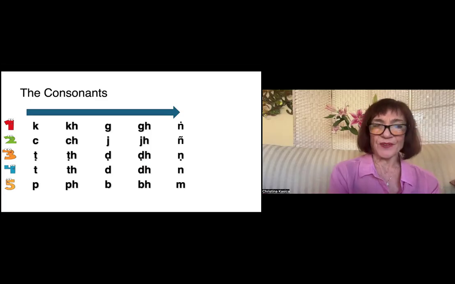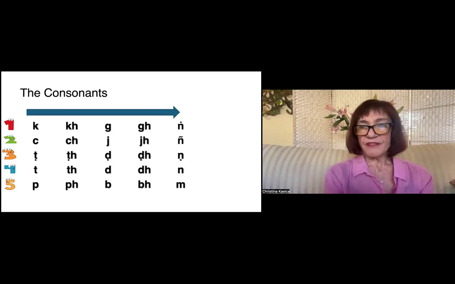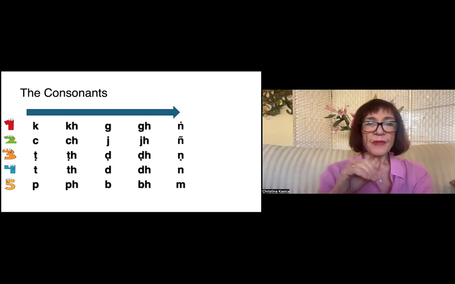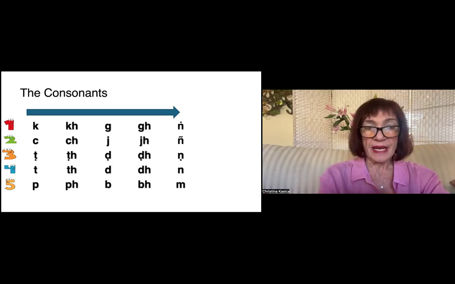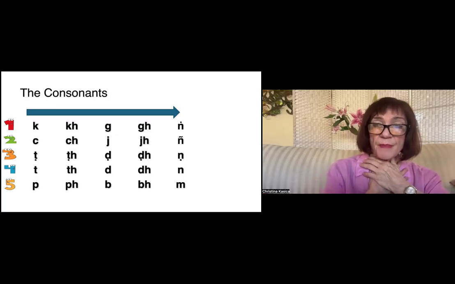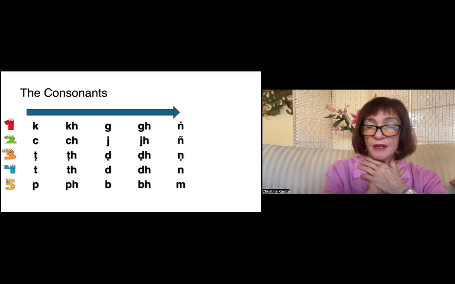Next slide, please. So here are the consonants. And I've listed the vargas on the left, 1, 2, 3, 4, 5. We just went over them, but now this is where the consonants come. And these are the 25 main consonants. And the first varga, where you put your tongue in the back of your throat, is guttural. So I'll say them first and then you say them. It's k, k, g, g, n.